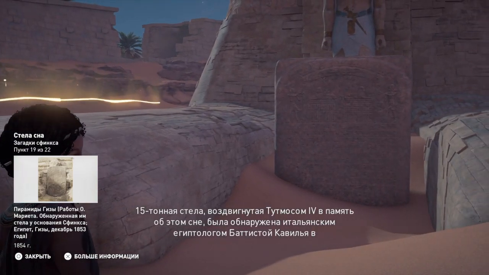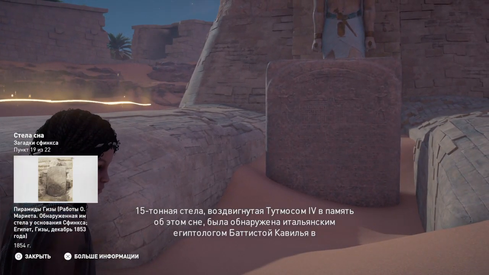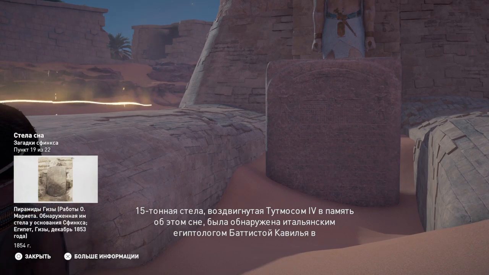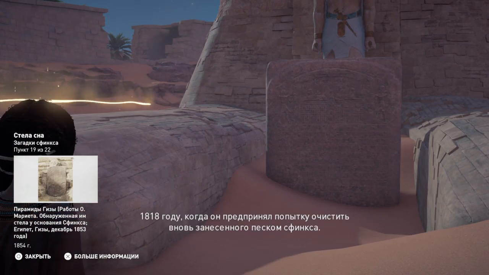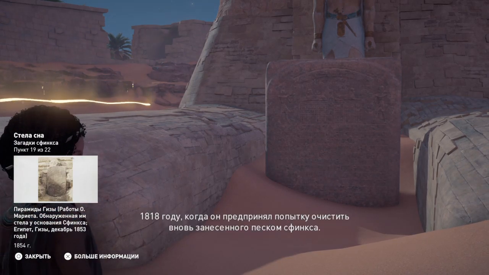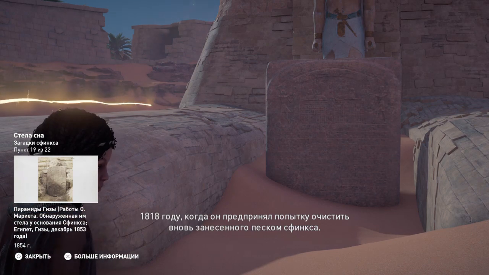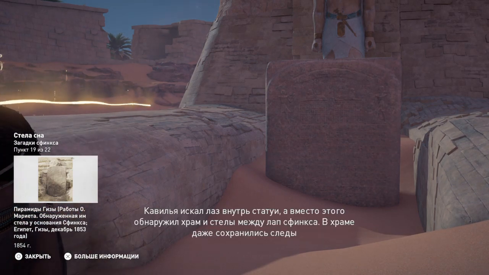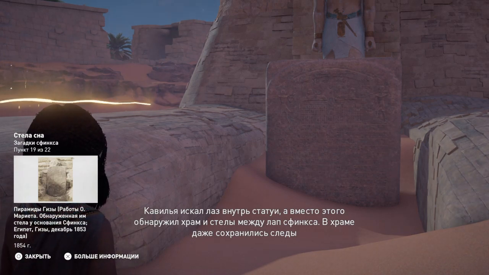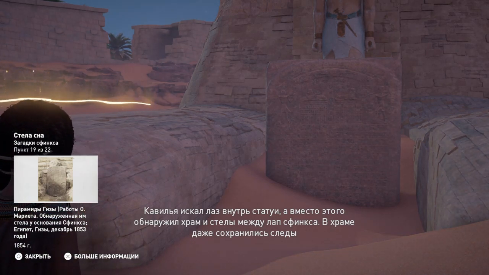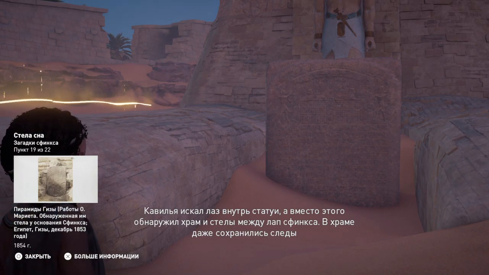The 15-ton dream stela built by Thutmose IV to commemorate his dream was discovered by an Italian Egyptologist, Giovanni Battista Caviglia, in 1818, when he undertook the task of freeing the Sphinx from the sand, which had yet again covered it. Caviglia was looking for an entrance into the structure of the Sphinx, but instead he discovered an open-air chapel and stelas between the paws.